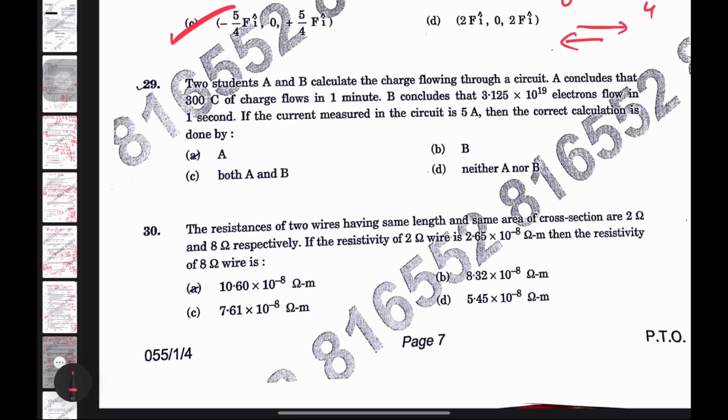Two students A and B calculate the charge flowing through a circuit. A concludes that 300 coulomb charge flows in 1 minute.